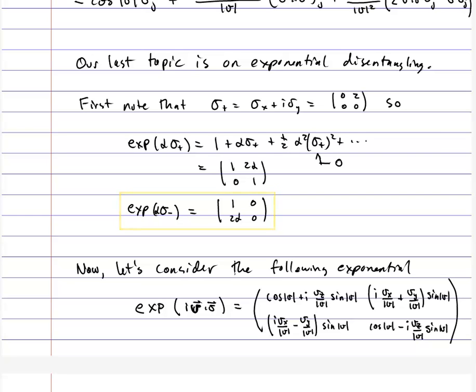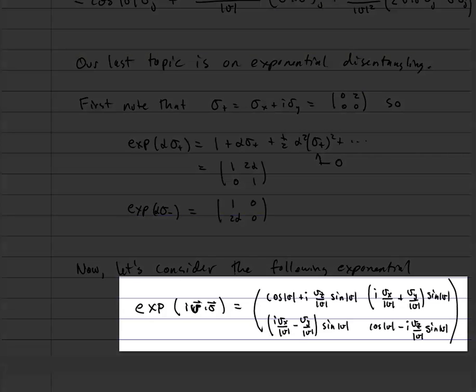Okay. Now, let's consider the following exponential. We're going to want to calculate e to the i v dot sigma. Now, remember, we calculated this because we know what the exponential is. Using our formula and looking at the components of the formula, that is equal to the matrix with entries: cosine v plus i v_z over v sine v, i v_x over v plus v_y over v times sine v, i v_x over v minus v_y over v times sine v, and cosine v minus i v_z over v sine v.